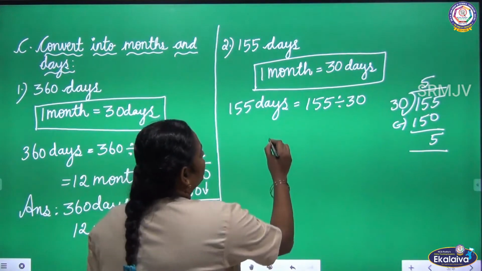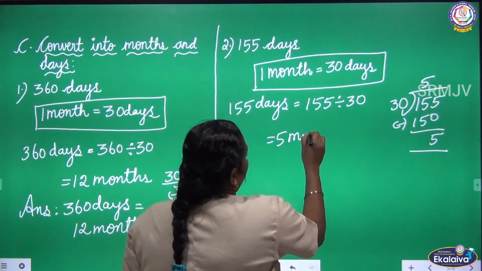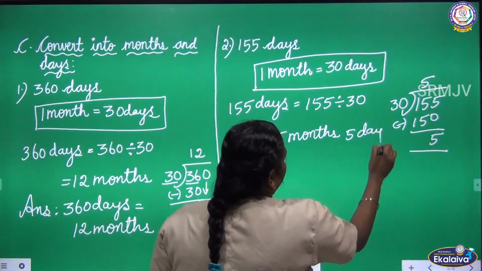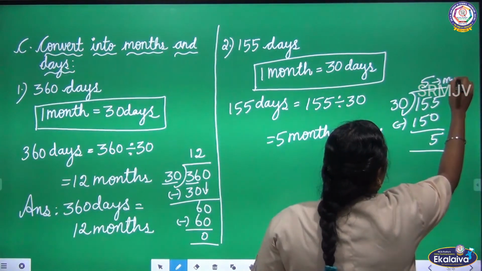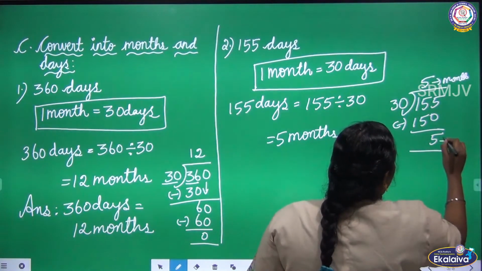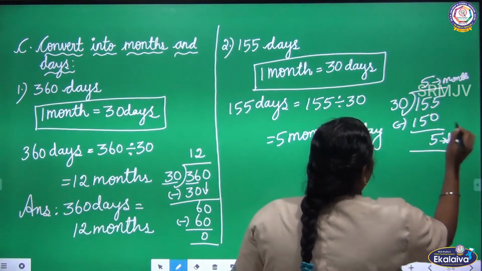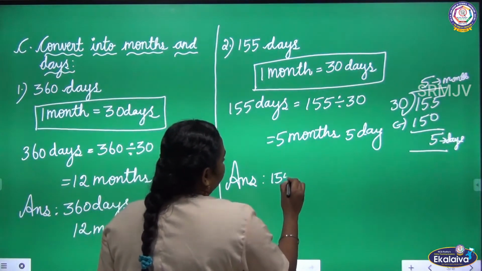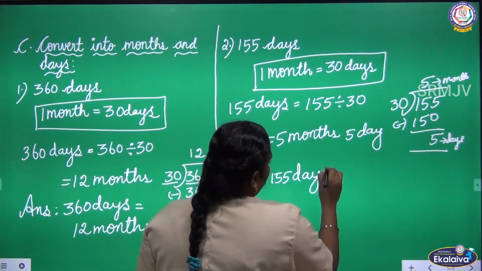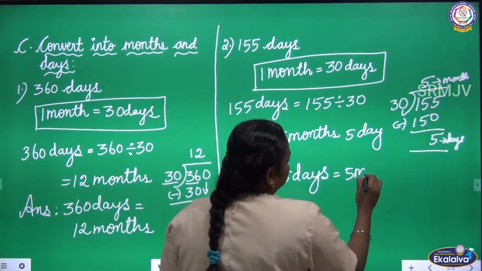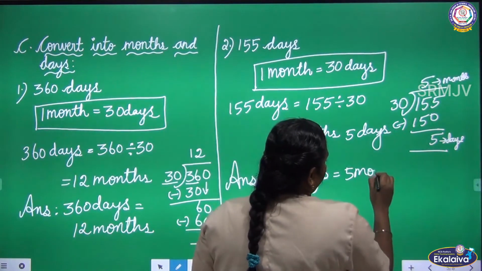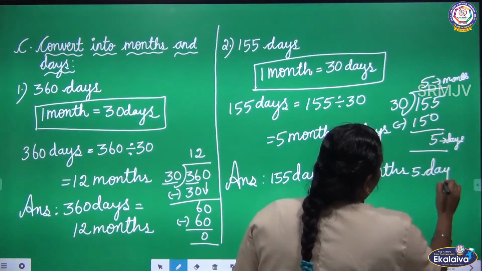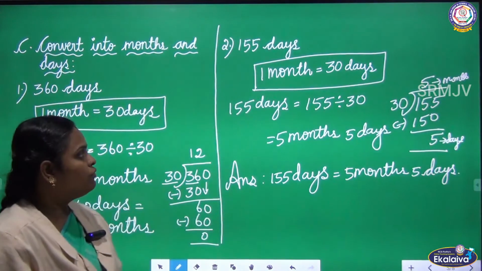So can you tell me how many months and then how many days? So there is 5 months. How many days children? 5 months and then 5 days. I told you the quotient is month and the remainder is days. So we will write the answer: 155 days equal to 5 months and then 5 days.